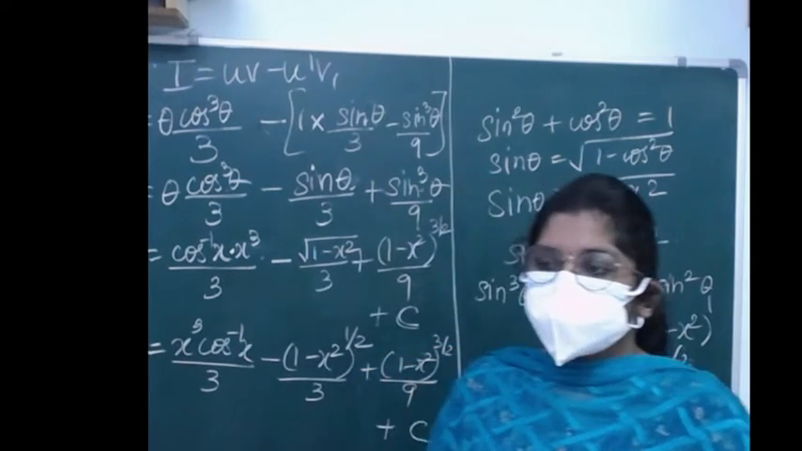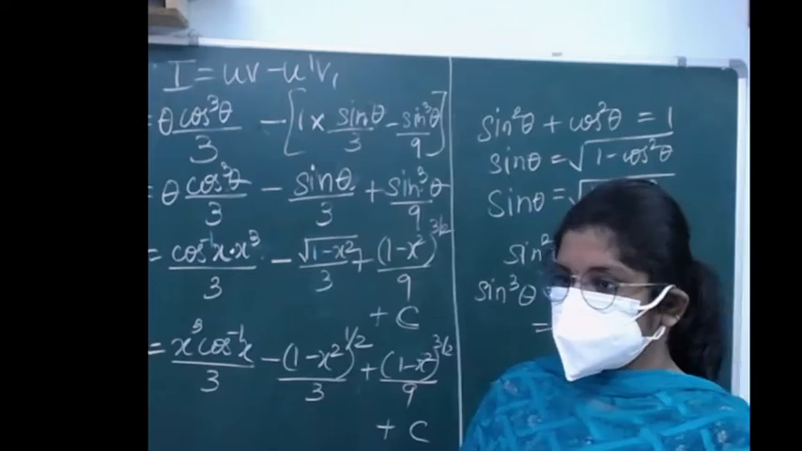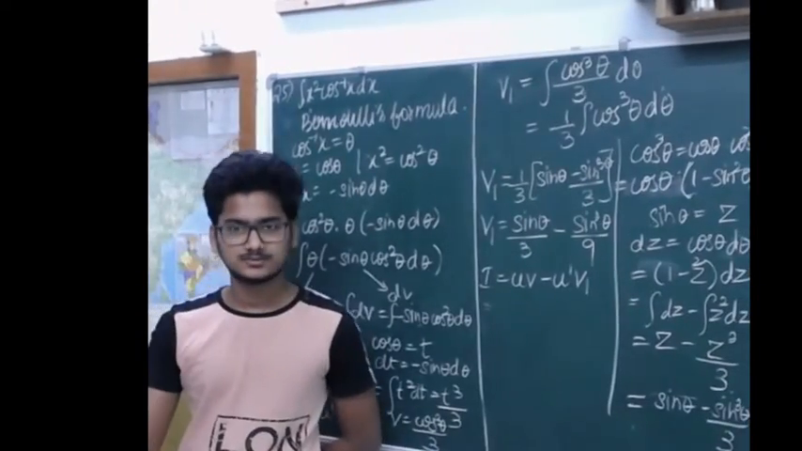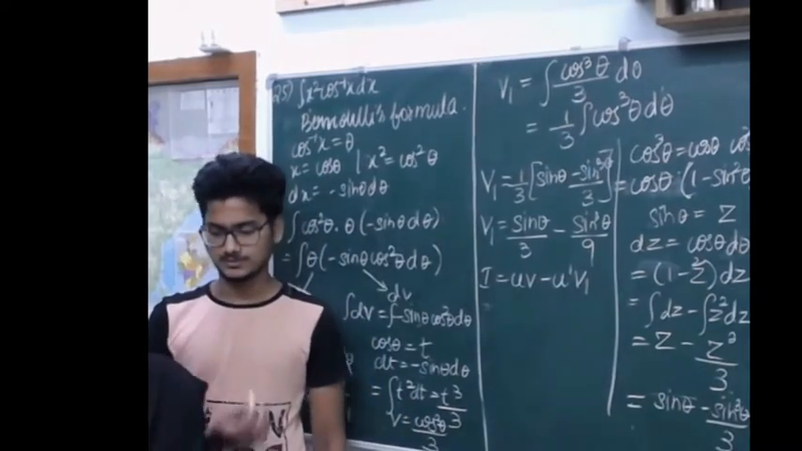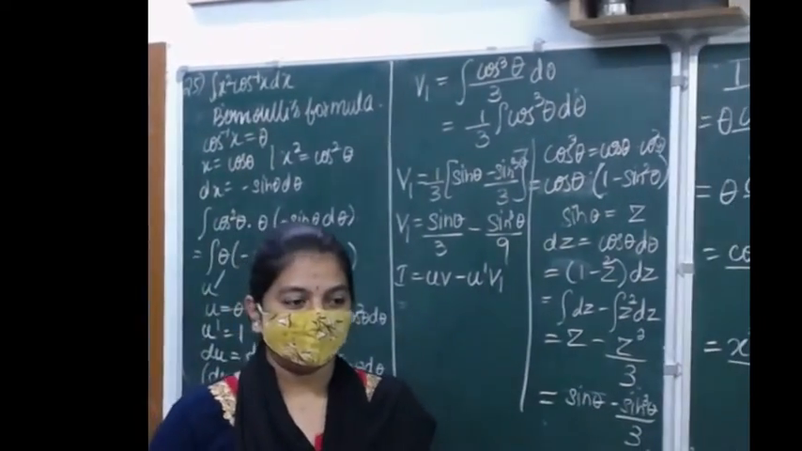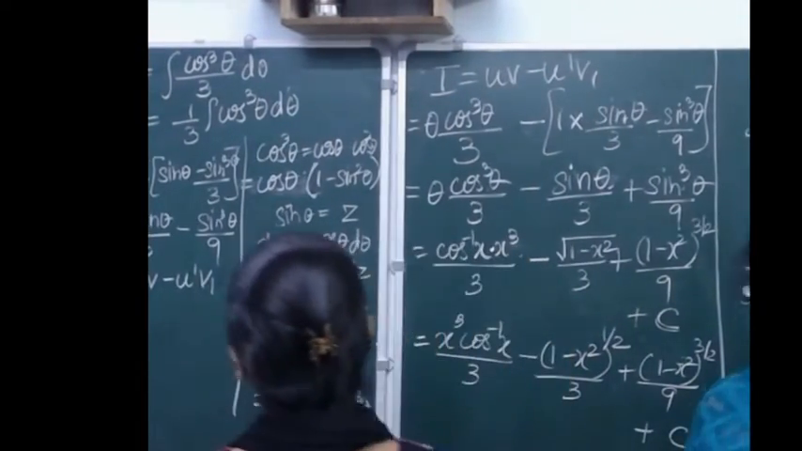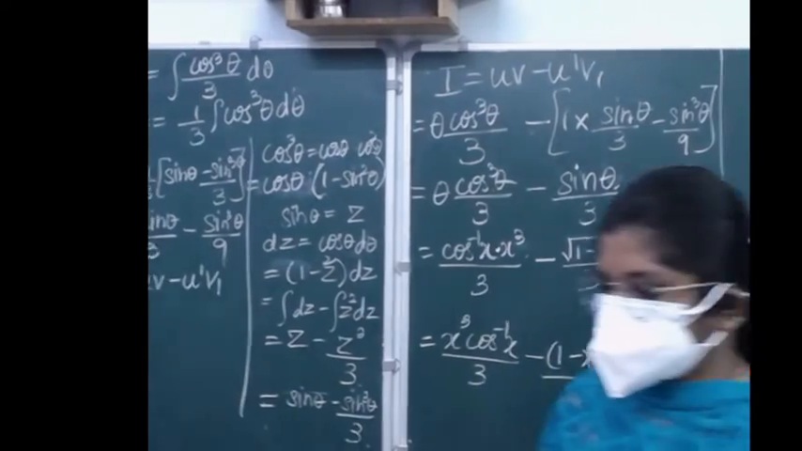Okay, so let us invite Dhanusri. Dhanusri, come. Thank you, Hari. Well done. Give a big hand. Now Dhanusri will continue this sum using the UDV formula. UDV is equal to UV minus integral VDU. Okay, good.